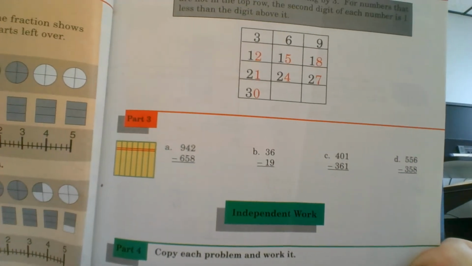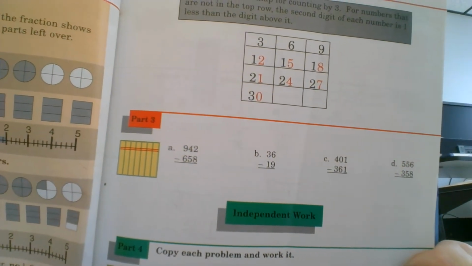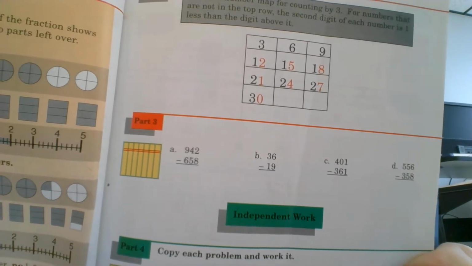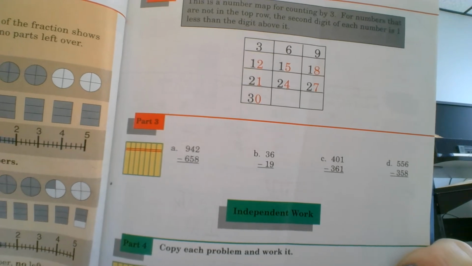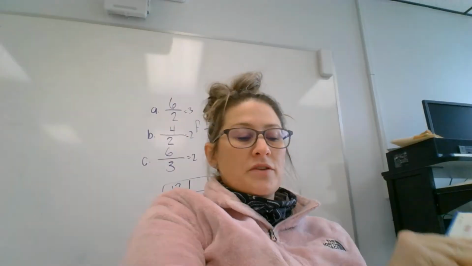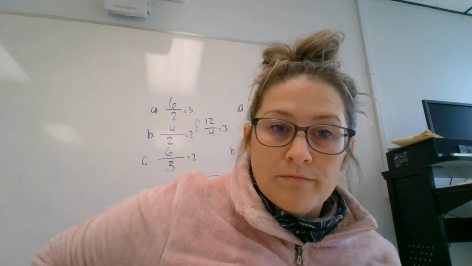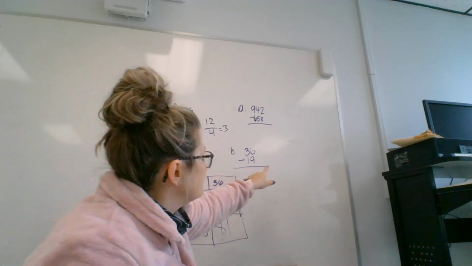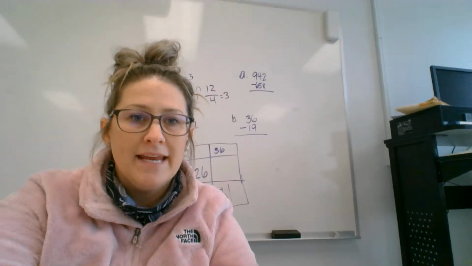Part 3. For some of these problems, you're going to have to borrow in only one of the columns. Other problems you'll have to borrow twice. I want you to go ahead and copy these problems onto your lined paper. I will help you with the first 2. I already have them up here written on my board. So we're going to go ahead and solve.